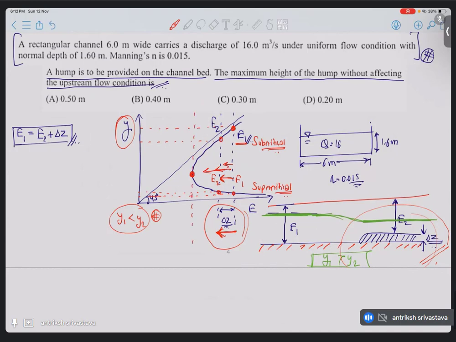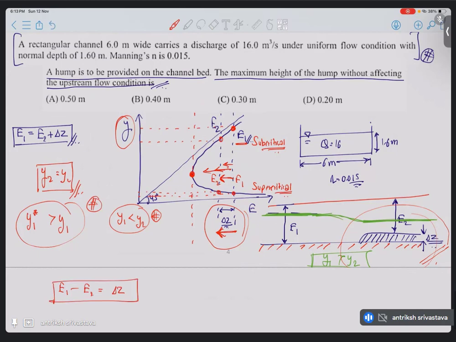What happens after this is, when you provide any more hump, the downstream depth is not going to change. It is going to remain y2 equal to yc, right? And the upstream depth y1 star is going to increase so that the difference between your E1 minus E2 remains delta Z.